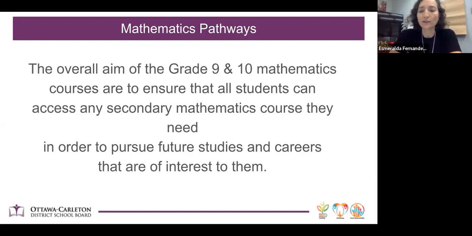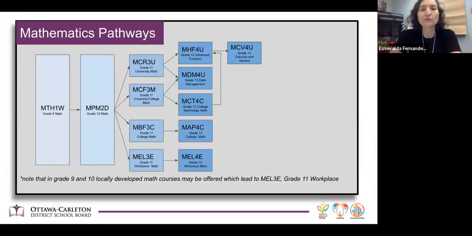So once they get into grade 10, they have the choices of the MCR 3U, which is the university level math. So anything with a U means that it is accepted as one of the credits for entrance into university. You have the MCF 3M, which is a university college math. And the reason that that can go both ways, it really depends on what they want to take in university.